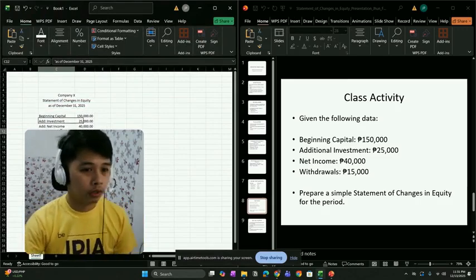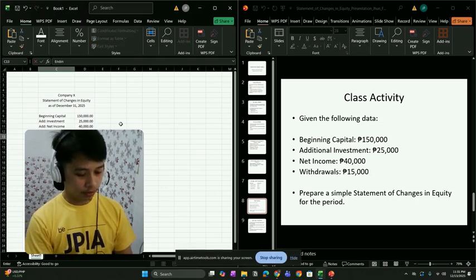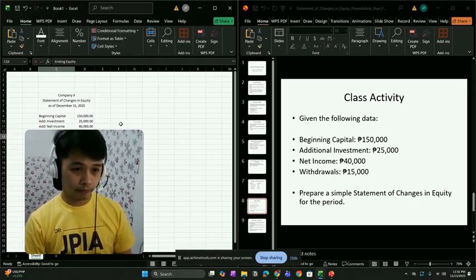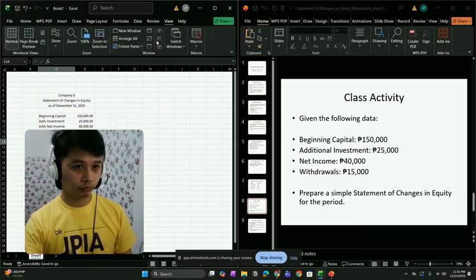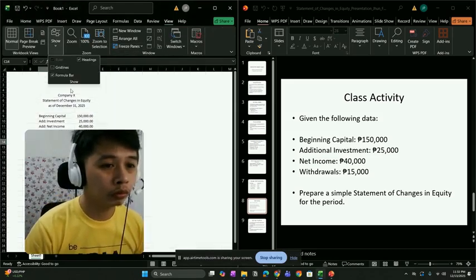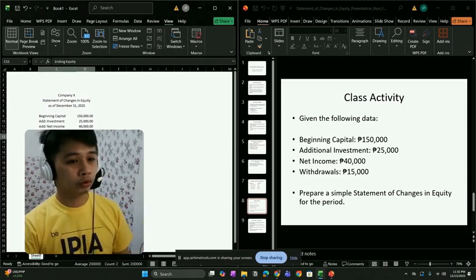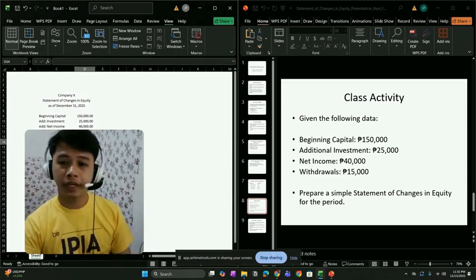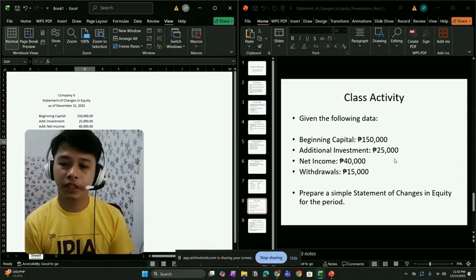Okay. So, ending equity. Ito na yung magiging ending equity natin. Okay, sum mo lang siya lahat. 200,000. So ayan na. Ito na yung simple statement of changes in equity natin for the period.